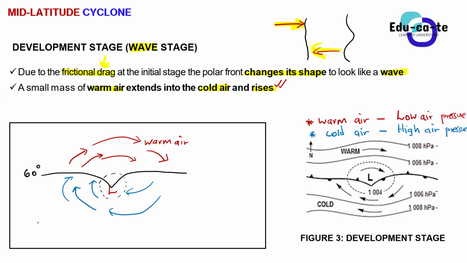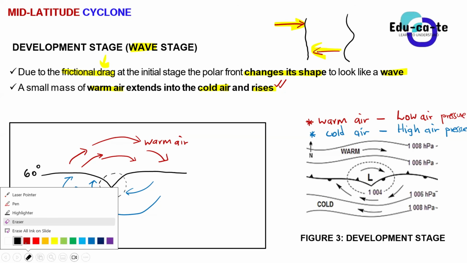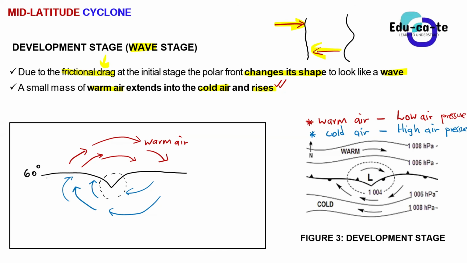In fact, let me wrap it off so that you guys get used to something like this. I will show you how to identify this development stage. One thing that you should notice: this polar front will start having these spikes, and then these round-like spikes, and then these spikes again, and then these round-like spikes, and then these spikes, and then these round-like spikes.